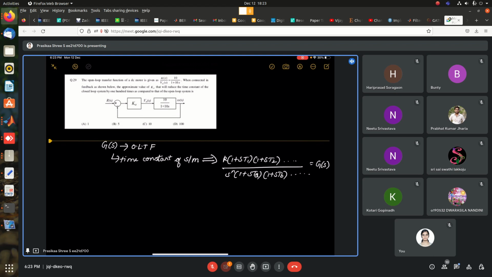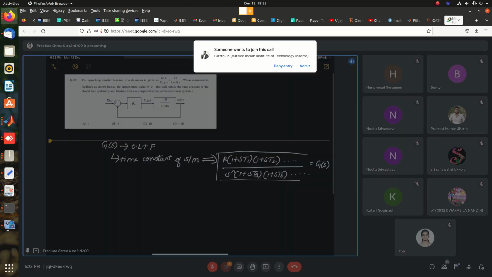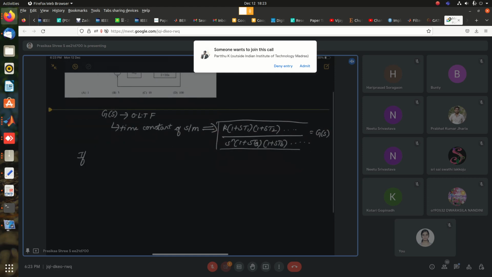So if you have a transfer function of this form, where T1, T2, Ta, Tb are all time constants of the system, right? For example, if G(s) = K/(s + a), when you take the inverse Laplace transform, you get e^(-at) u(t). So here tau is equal to 1/a.